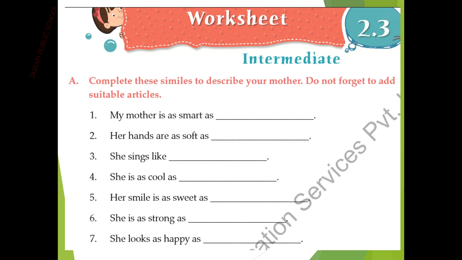7. She looks as happy as dash. Can you find out the word which is very happy? A bird which I have already mentioned. Yeah, of course, the answer is a lark. She looks as happy as a lark.